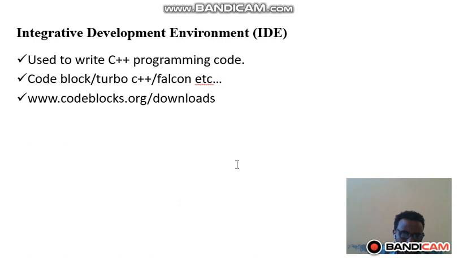We have different kinds of IDE, such as CodeBlocks, Turbo C++, and Falcon. We have different kinds of IDE at this time. If you want to download CodeBlocks, you can use this website, www.codeblocks.org/downloads. From that you can download it. I will show you how I download it.